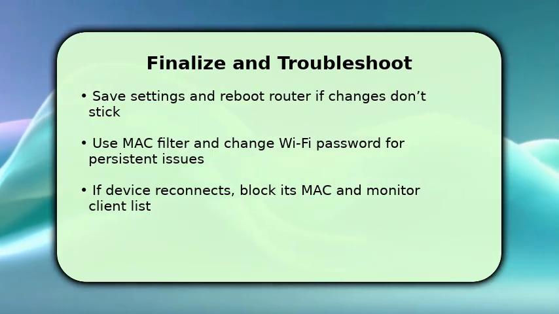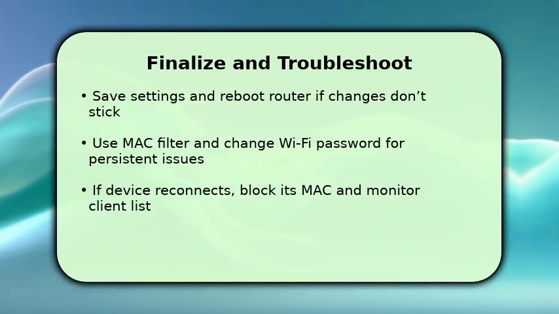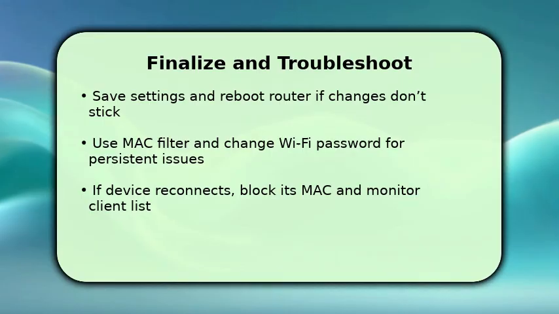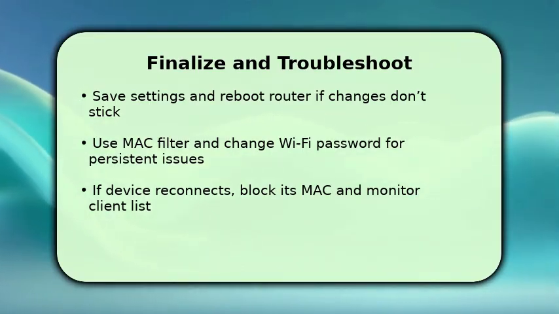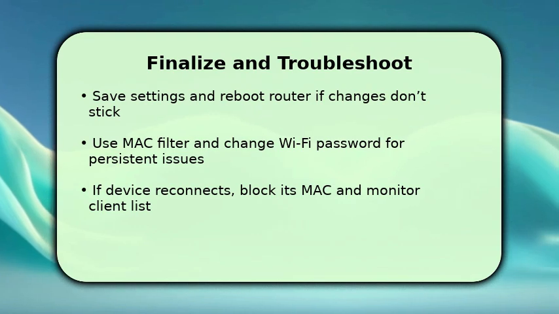If the device returns, change the Wi-Fi password and enable stronger encryption, WPA2/WPA3, then add the offender's MAC to the block list for redundancy. If problems persist, check for guest network access and disable it, or inspect router logs to see how the device reconnects. That helps you address root causes.